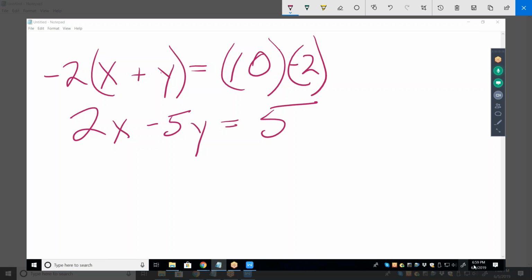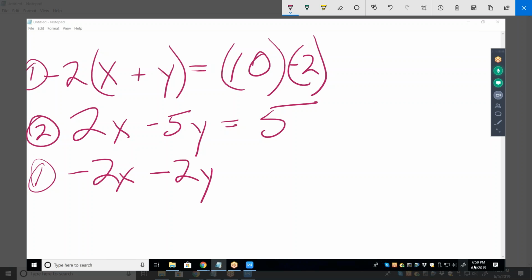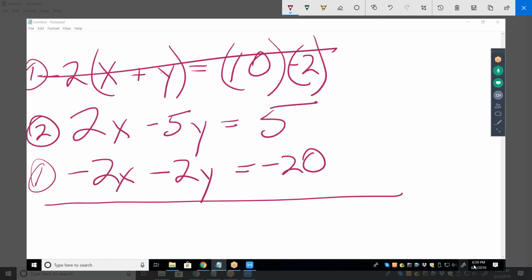Now I'm going to rewrite that equation. Originally it was number 1. It's still number 1. This is number 2. Well, -2x, it's -2x minus 2y. You don't say plus minus, you just put the minus, equals -20. And I'm going to run a line through the old one because that's no longer my equation 1. Now I have these two equations. Now, notice, what do I have to do in order to have a variable go away?